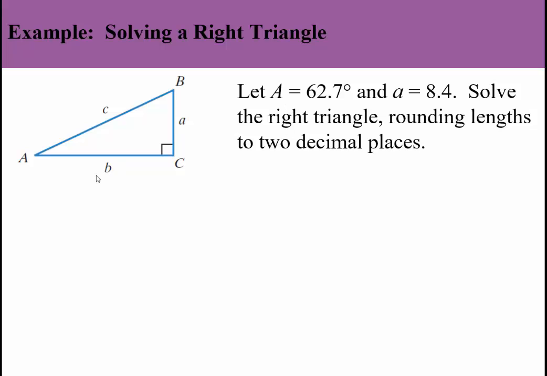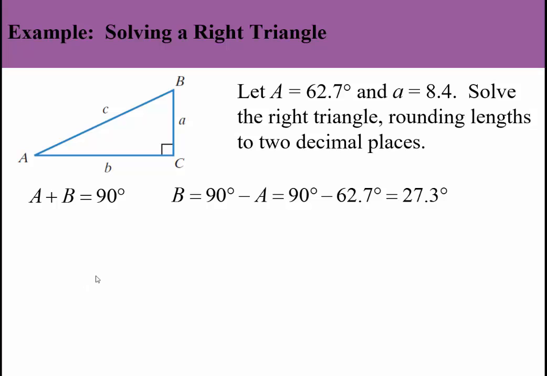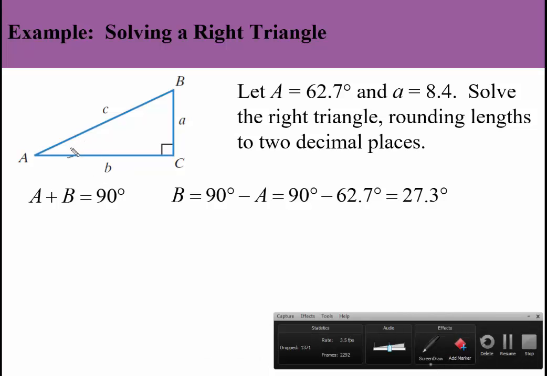All right, so let's take an example here. We're going to let angle A be 62.7 degrees and side A equal 8.4. Solve the right triangle, rounding lengths to 2 decimal places. All right, so what we need to see here is angle A plus angle B will add up to be 90 degrees. So if you have a right angle C here, these other two angles are going to be complementary angles and add up to 90. So all we have to do to get angle B is subtract 90 minus 62.7. There's the first piece of our puzzle, 27.3 degrees.